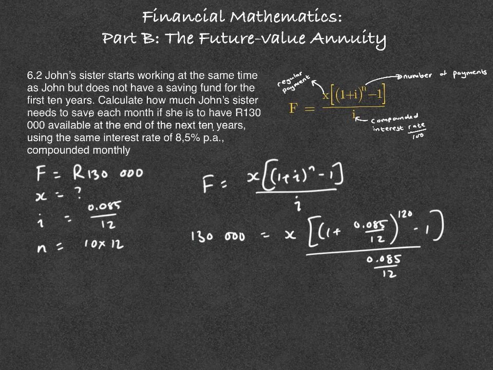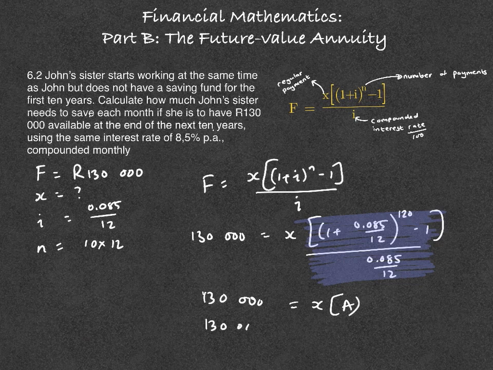What I think works best, I encourage you to save all of that as A or something. Save it in your calculator, and then what you've got is 130,000 is equal to x times A, and then you divide by A on both sides, and then you have the value of x. Just check if you can do that. Therefore you're going to get x is equal to 690 Rand and 98 cents, which is quite significant.